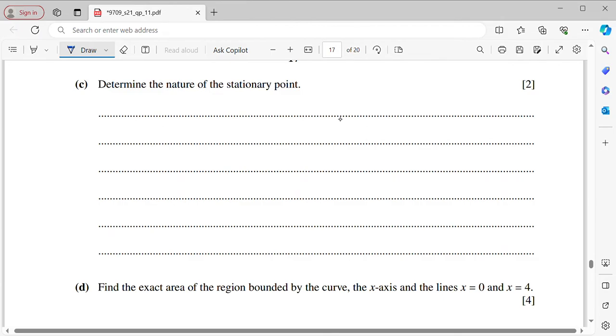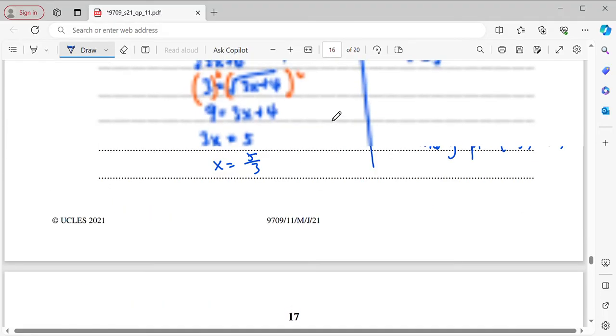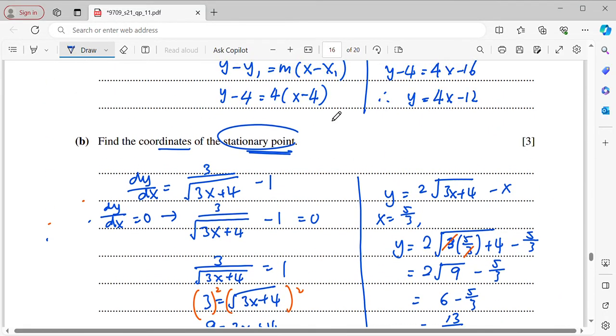Okay, now determine the nature of the stationary points. Nature means you need to decide by referring to the second derivative whether it's a maximum or minimum point. So now I will rewrite my dy/dx. Okay, so this is your dy/dx. I will move up the square root, so it becomes degree negative half.